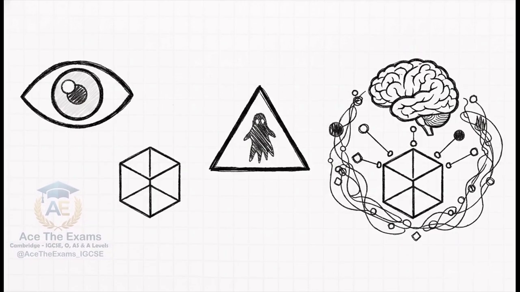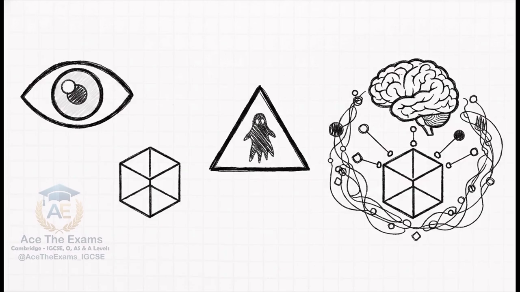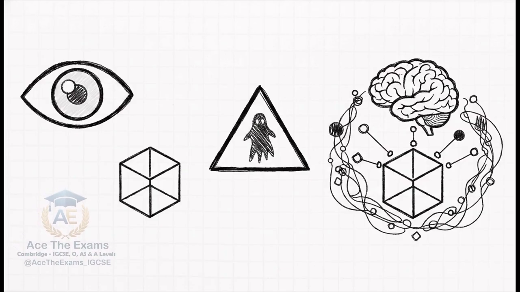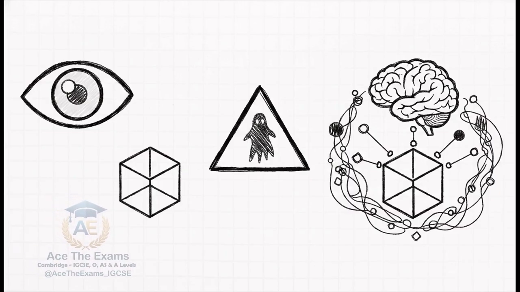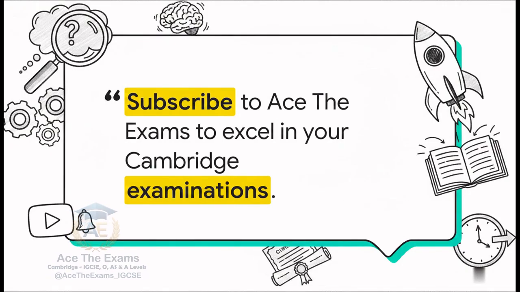Explaining requires scientific reasoning, the why and how. But describing? That just requires you to state what is physically happening. Mixing these two up is the ultimate silent killer in Cambridge biology. You just cannot afford to lose marks because you misread a single word at the start of a prompt.